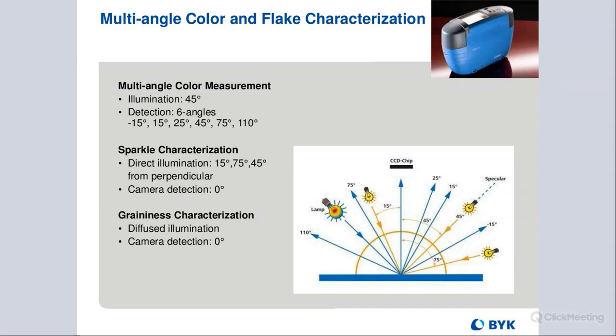So for the multi-angle instrument, illumination is at 45 degrees, detection at 6 angles: minus 15, 15, 25, 45, 75, and 110. The minus 15 we usually only use for color shifting pigments like chroma flares, stuff like that. Those are the ones that shift maybe from green to red or purple to yellow or something like that. And that's where you use the minus 15 angle.